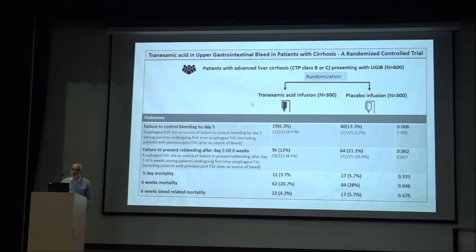placebo infusion 300. In this, failure to control bleeding by day 5 was significantly less in the tranexamic acid group as compared to the placebo group, and esophageal EVL site was the source of failure to control bleeding in 4.9% versus 12%. Day 5 till 6 weeks, the results were similar. Esophageal EVL site was the source of bleeding in 8.5% as compared to 16.4%. The mortality benefit was not seen, because patients who rebled could be salvaged by interventional radiology techniques.